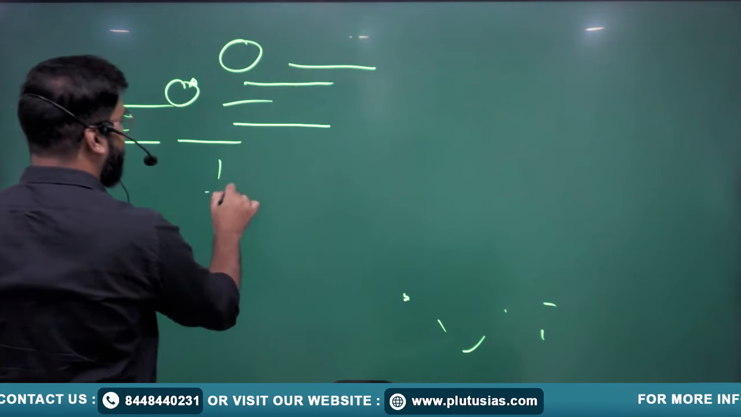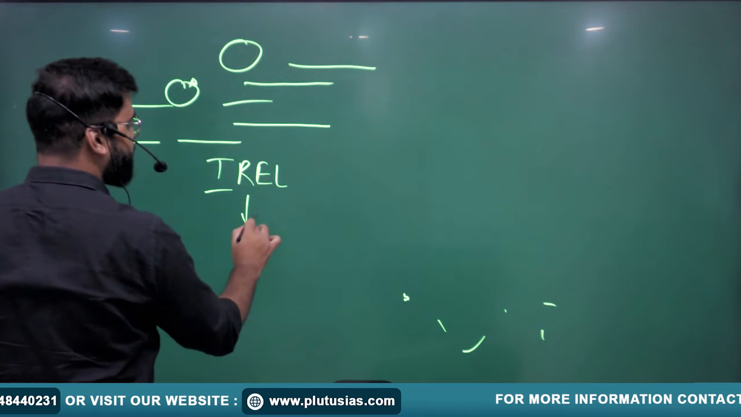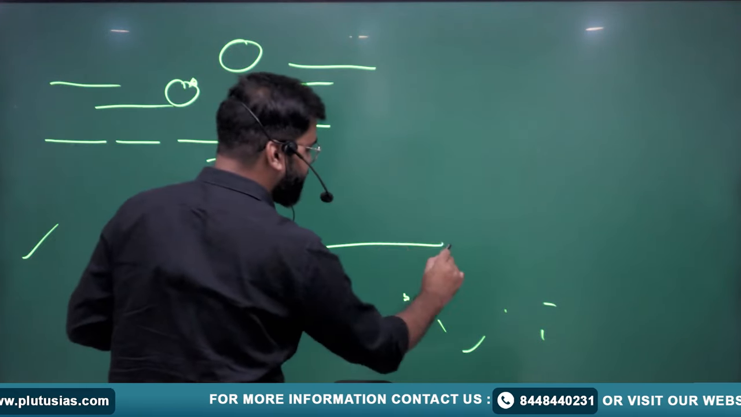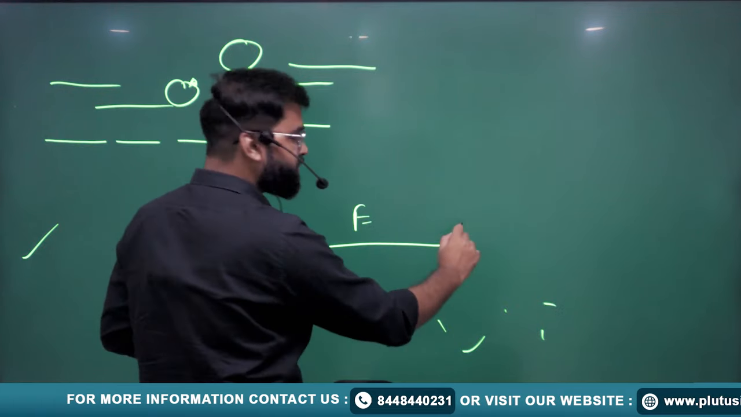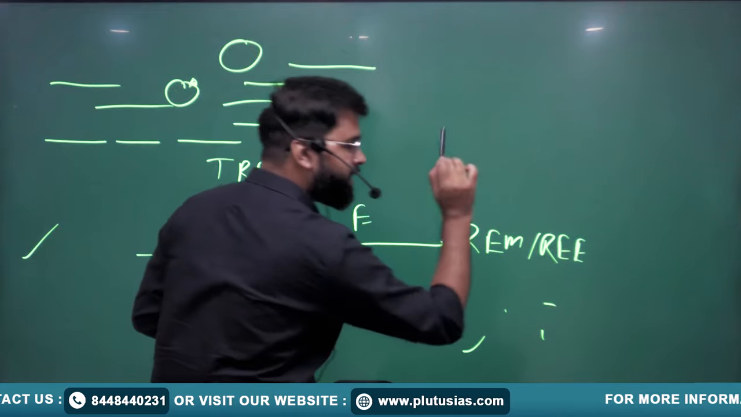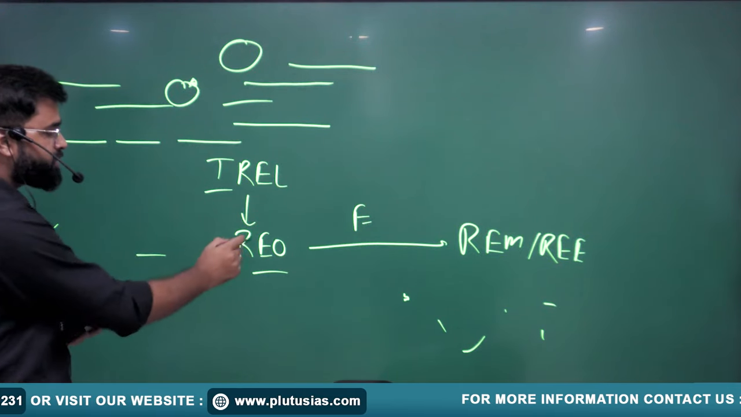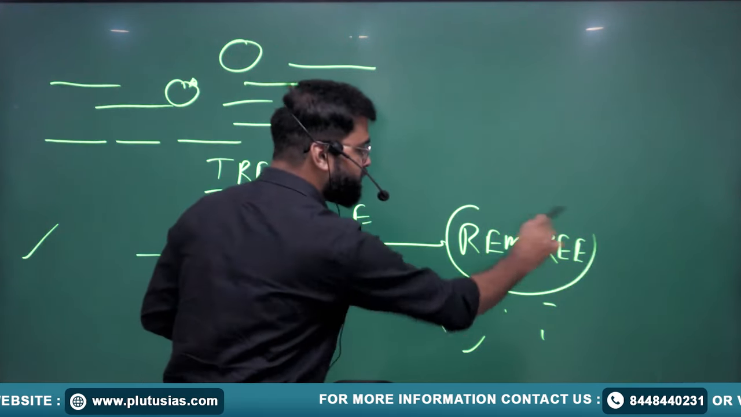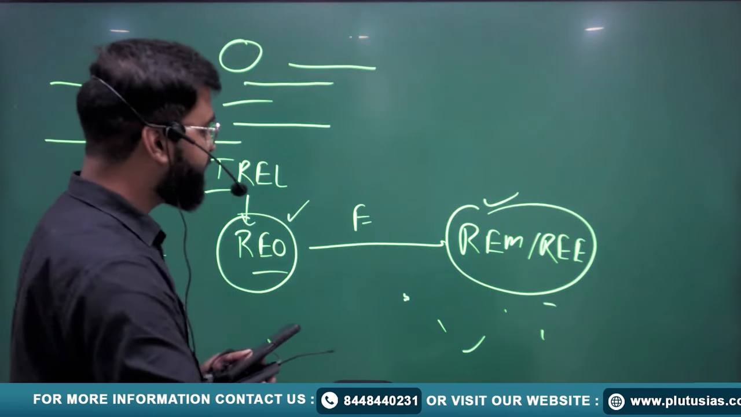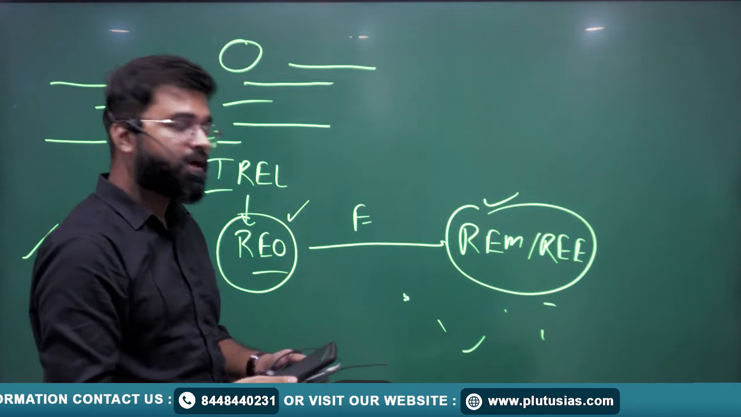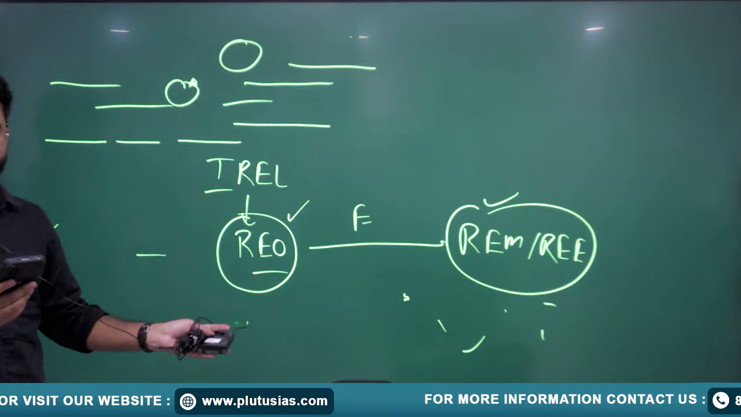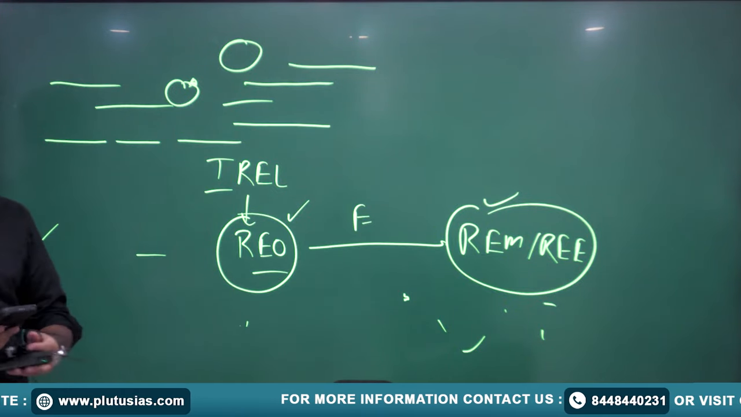So basically, IREL is producing rare earth oxide, and it is selling to the foreign firm who is producing rare earth mineral or rare earth element. According to you, which is more profitable, this thing or this thing? This thing is more profitable, yes or no? Write it down. Hence, we are confining ourselves with the low cost, low reward upstream process.